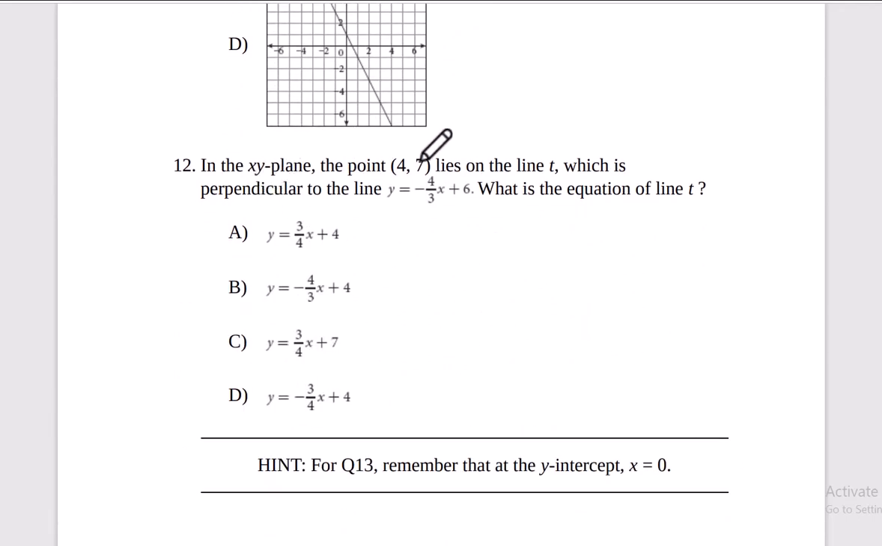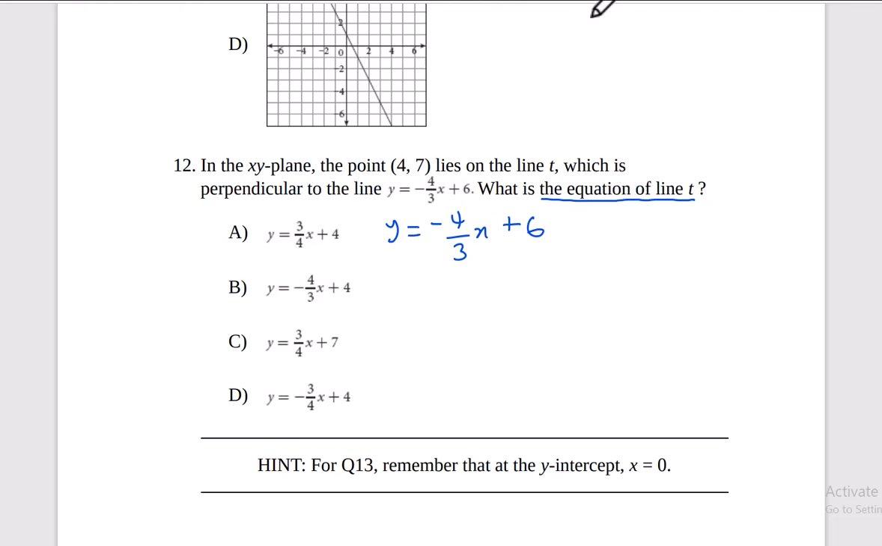In the XY plane, the point (4,7) lies on the line T, which is perpendicular to line Y. What is the equation of line T? So watch, line Y says y = -4/3x + 6. And they're asking us to solve for what? The equation of the line T. And this is the point where the line T crosses. Okay, so we're given basic information that I can work with.